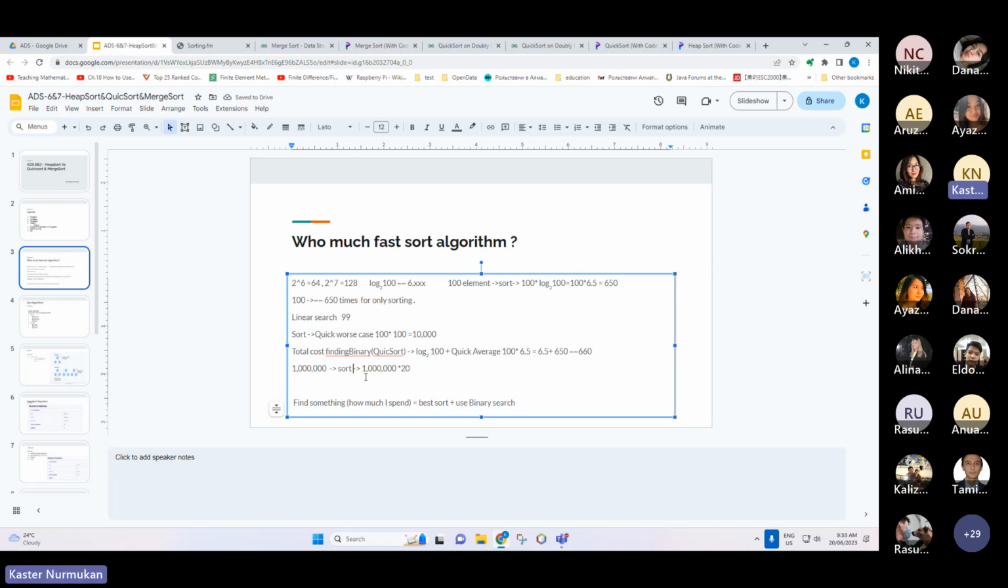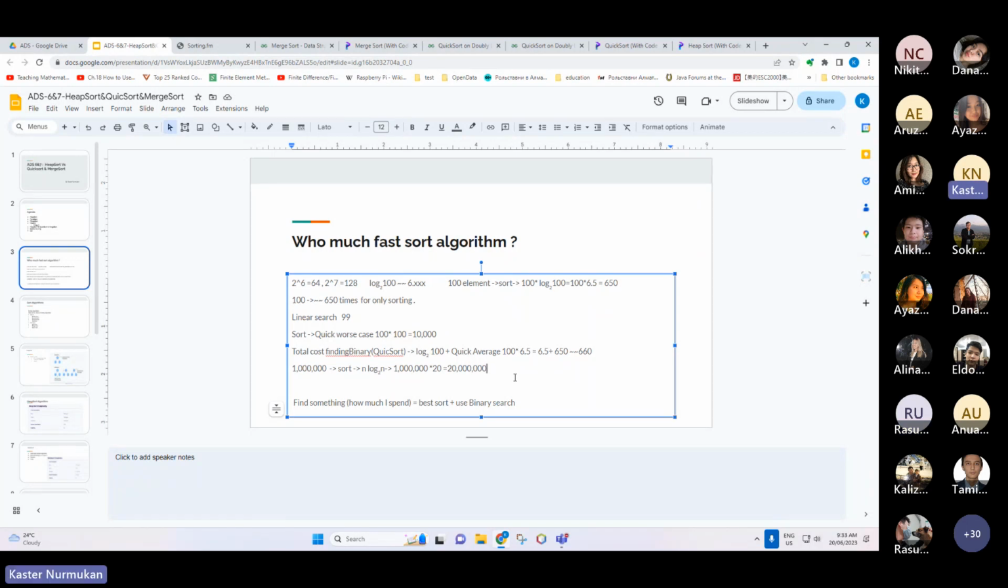Do you understand, right? Theoretically it would be n log n, two-based log n. That's central. So at that time, it should be 20 million operations for only sorting.